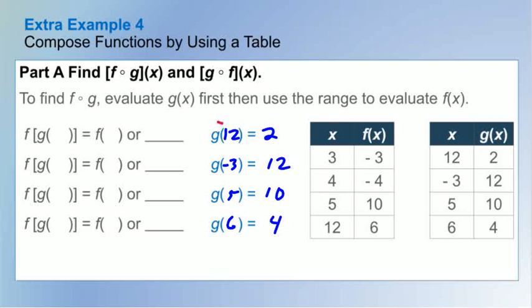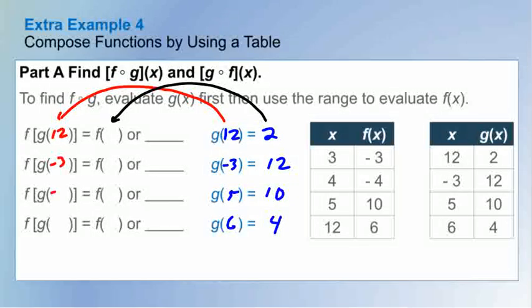Now this is going to come over here, and this is going to come into here. So here I write 12, -3, 5, and 6. And over here I have 2, 12, 10. Actually, I have them switched around. No, that's correct. 10, and then we have 4.